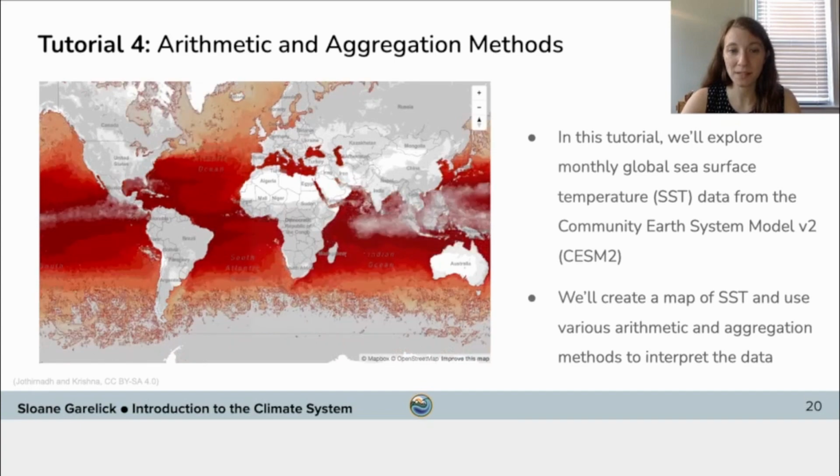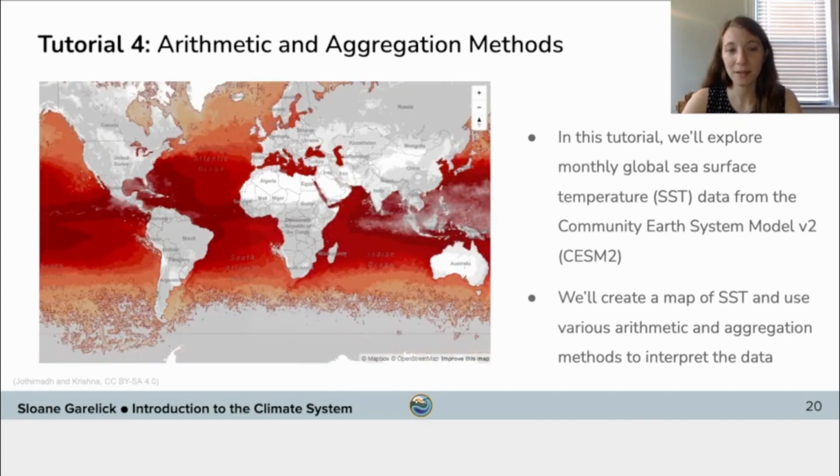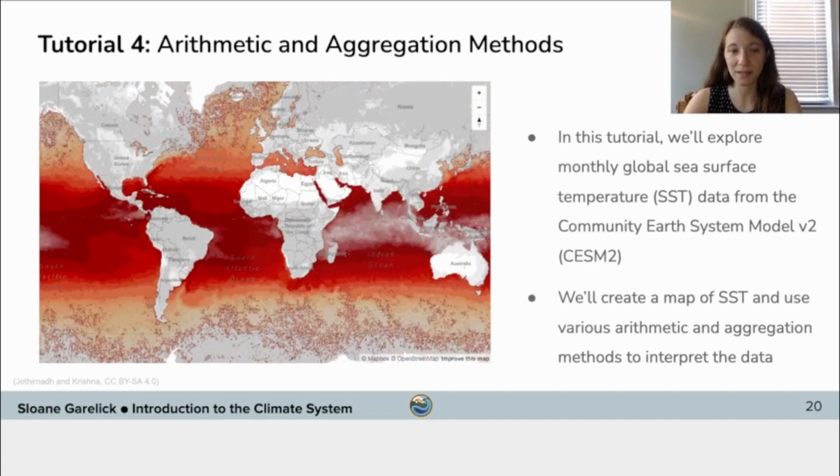In this tutorial, we'll explore monthly global sea surface temperature data from the Community Earth System Model 2. We'll create a map of sea surface temperature, and we'll use various arithmetic and aggregation methods in Xarray to help us interpret the data.